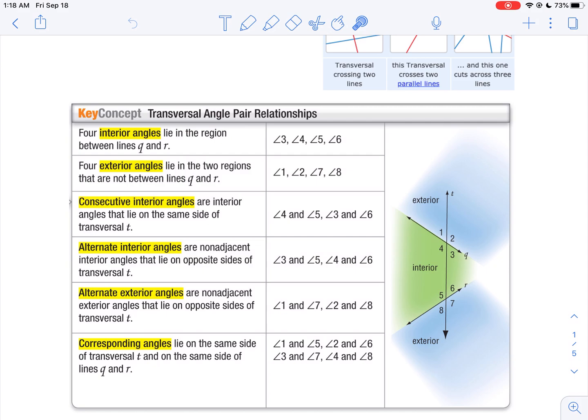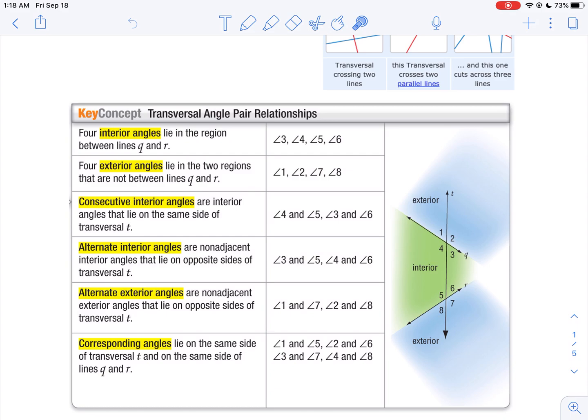Same side interior angles are consecutive interior angles. They have the same name. They mean the same thing. Those are angles on the same side of the transversal and inside the lines. In this case, 4 and 5 or 3 and 6. Alternate interior angles are on the opposite side of the transversal and inside the parallel lines, like 4 and 6. Alternate exterior angles are angles on the opposite side of the transversal but on the outside of your two lines.